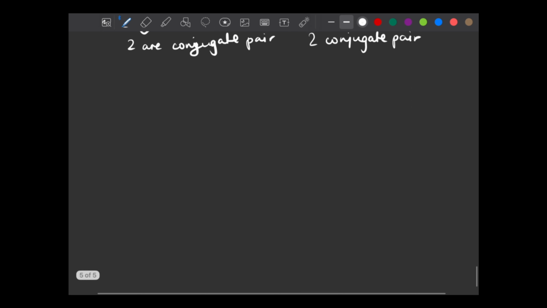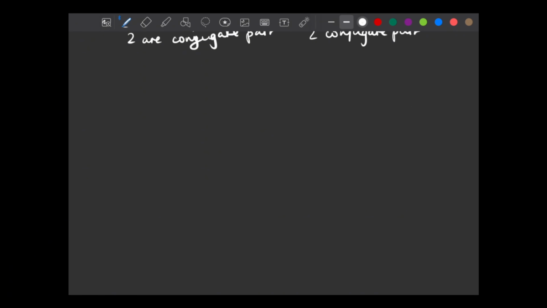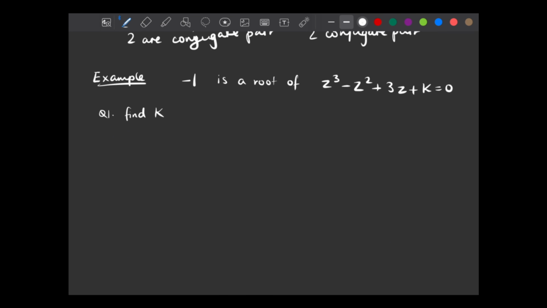Now let's look at an example of finding the roots of a cubic equation. So I've got this example question. If minus 1 is a root of this cubic, we are asked to find the value of k and also find the other 2 roots. So we know because it's a cubic it will have 3 roots, we've been given 1, which is minus 1, and we want to find the other roots. So let's first start with finding k.